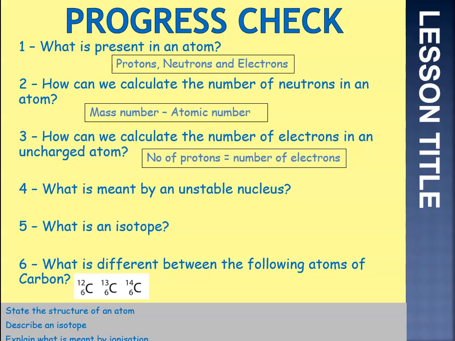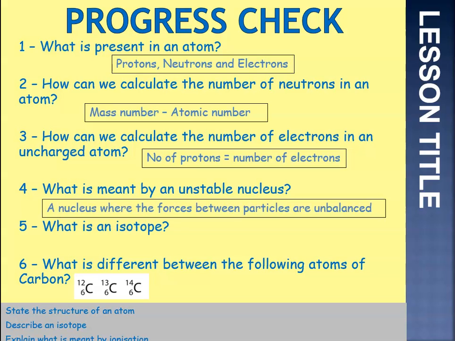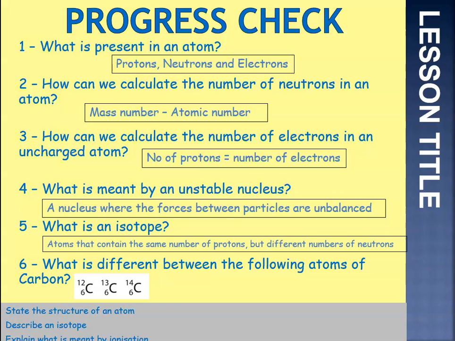What's meant by an unstable nucleus? Well, an unstable nucleus is where the forces between the particles are unbalanced. It's got too much energy. It needs to release some of that energy in order to become stable. What's meant by an isotope? Well, isotopes are atoms that contain the same number of protons but different numbers of neutrons. Now remember, isotopes can give rise to unstable nuclei, and that's what will decay in order to emit radioactive particles.